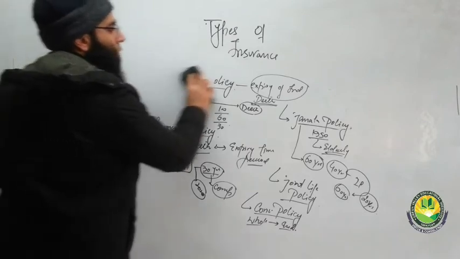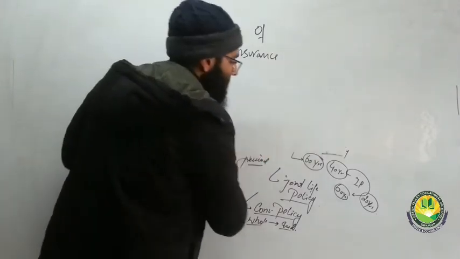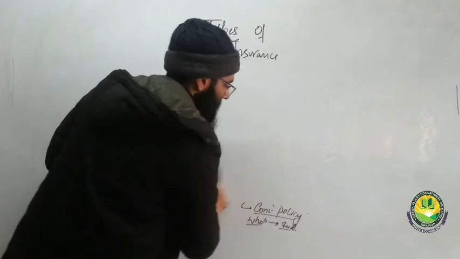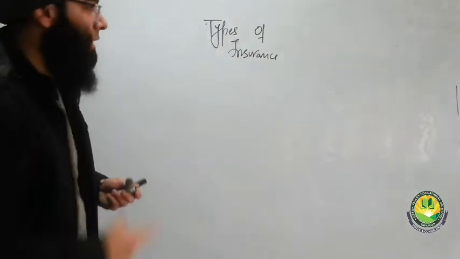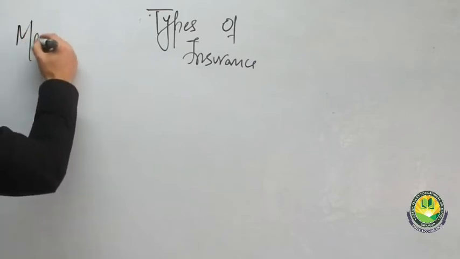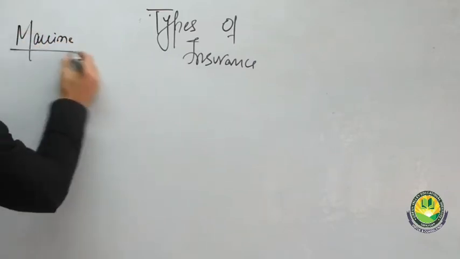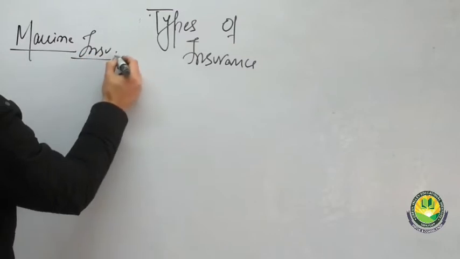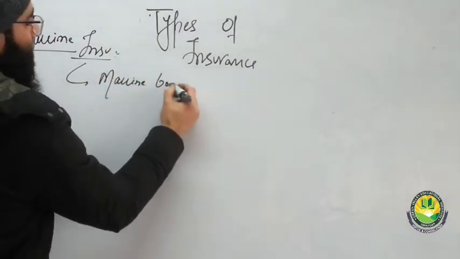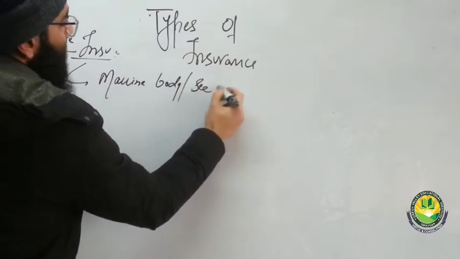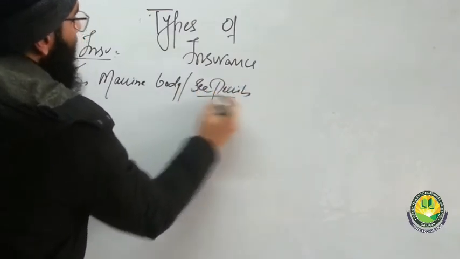Then the last type of insurance that we have is marine insurance. As the name in itself suggests, it is a contract of indemnity where the damages are caused by a marine body or by sea perils, the dangers at sea.